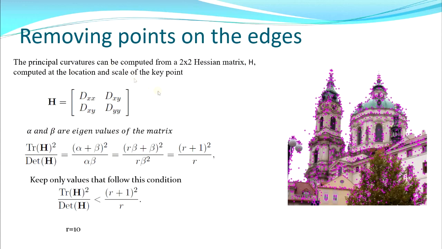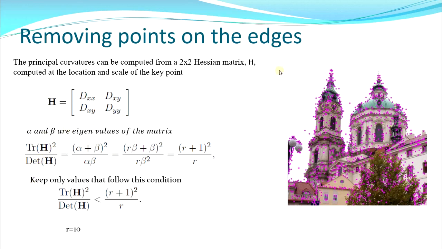In Harris we used to get this H matrix. Suppose you have not seen Harris, you can click this video over here. That'll take you to the Harris video, and there I've shown how we can get this H matrix. Only the eigenvalues of this particular H matrix have information about whether a particular point is on an edge or on a corner.